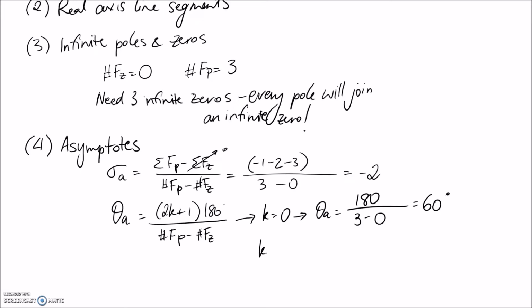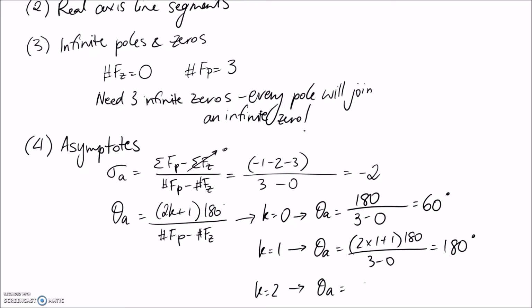So let's increase k by 1. Substituting k equals 1 in here, we get (2 times 1 plus 1) times 180 over 3 minus 0, and this ends up being 180 degrees. So let's add one more and go with k equal to 2. When we evaluate this number, we end up with 300 degrees.